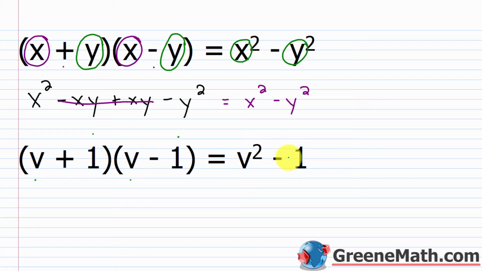And again, if you want to prove this to yourself, you can use FOIL. V times v is v squared. The outer would be minus v. The inner would be plus v, so we know those would cancel. And the last would be negative 1, right? 1 times negative 1 is negative 1. So again, these cancel, and I end up with v squared minus 1. All right, let's take a look at some more examples.